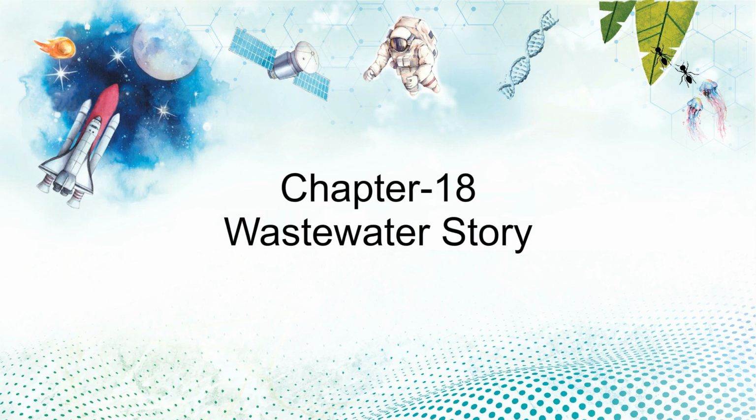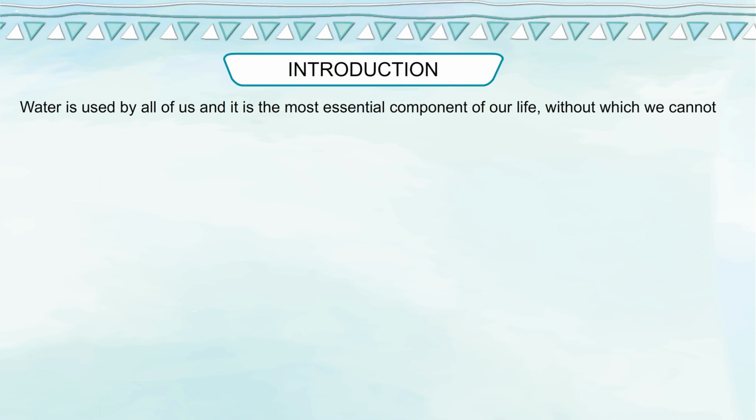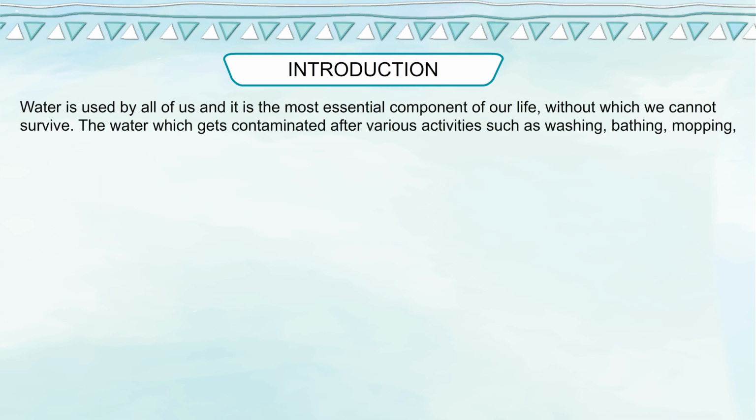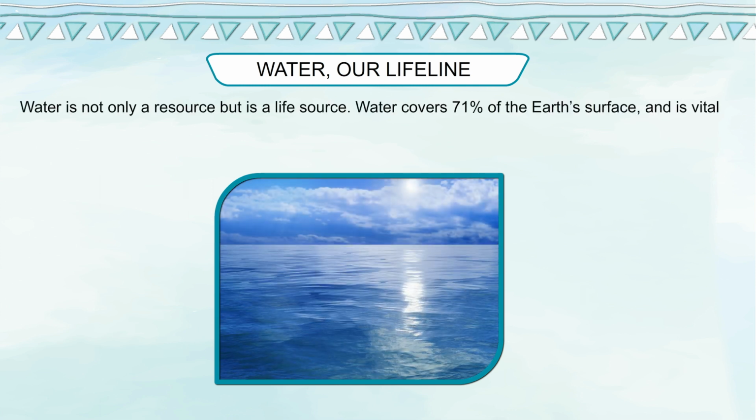Chapter 18, Wastewater Story. Introduction. Water is used by all of us, and it is the most essential component of our life, without which we cannot survive. The water which gets contaminated after various activities such as washing, bathing, mopping, etc. is known as wastewater. Water, our lifeline. Water is not only a resource but is a life source.